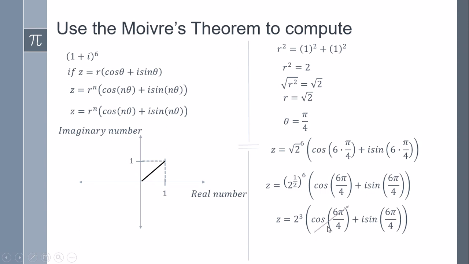And here, 6 times 180 over 4 is 270, and the cosine of this is 0, and the sine of this is minus 1. So this minus 1 is going to multiply this i, and 2 to the power 3 is going to be 8. So as the answer we will have z equal to minus 8i.